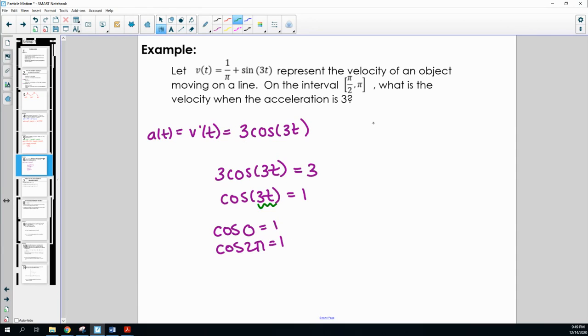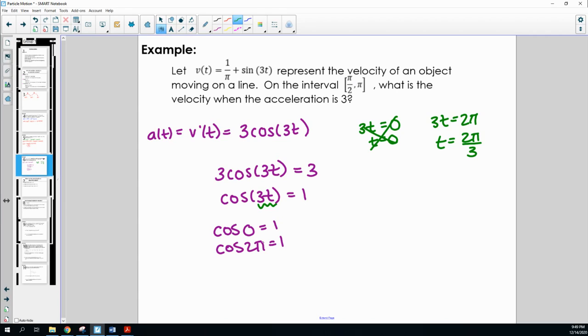So I'm going to do 3t, and I'm going to set that equal to 0. Well, if I solve this, I get t equals 0. That's not in my interval, so I can't use that. If I take 3t and I set it equal to 2 pi, because that's the next time that we get the cosine being 1, I divide by 3, so I get t equals 2 pi over 3. Okay, that is within the interval, so that's good.